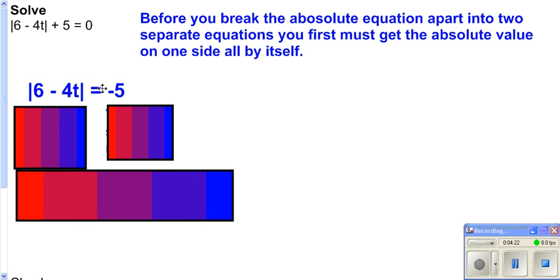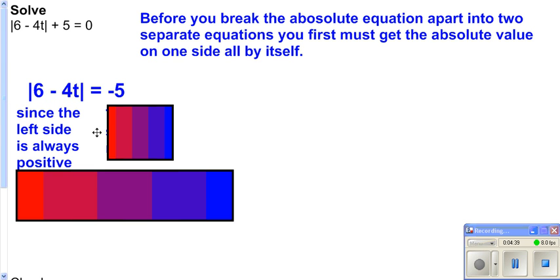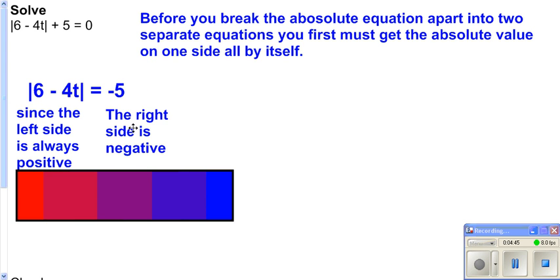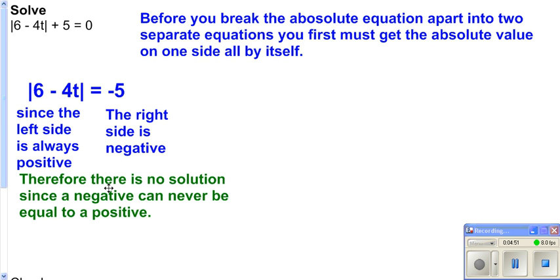Normally, at this point, you would break it into your two equations. What happens if the inside's positive, and what happens if the inside's negative? But really, all we have to do here is just think a little bit. We know whatever we get out of the absolute value is always positive. So the left side's always positive. However, the right side is a -5. Well, will a positive on the left ever be equal to a negative on the right? And the answer is no, so therefore it's no solution.